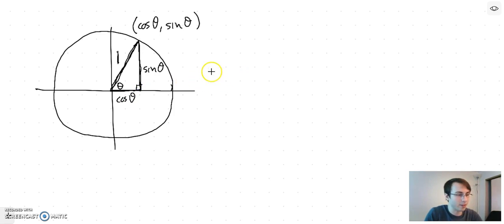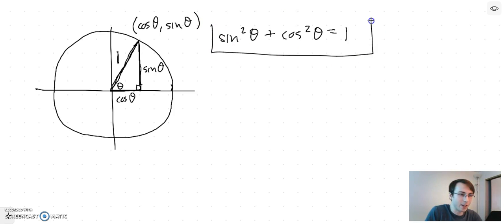This is a right triangle, so the Pythagorean theorem says that sine squared theta plus cos squared theta equals 1 squared, which is still just 1. So this is like the major identity here. It's just the Pythagorean theorem on the unit circle.